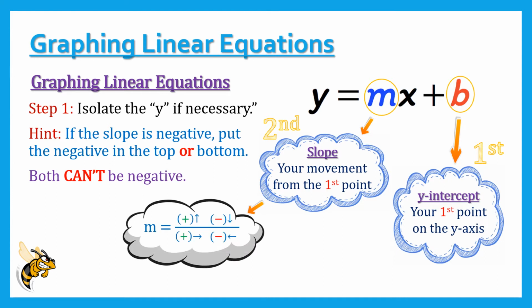If the top is positive, then that means you go up, but if it's negative, you need to go down. If the denominator is positive, then you go to the right, but if it's negative, you go to the left.